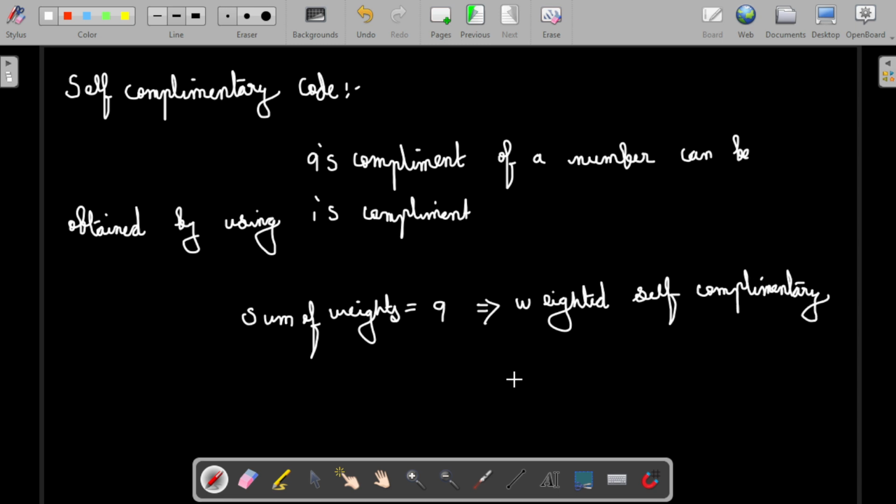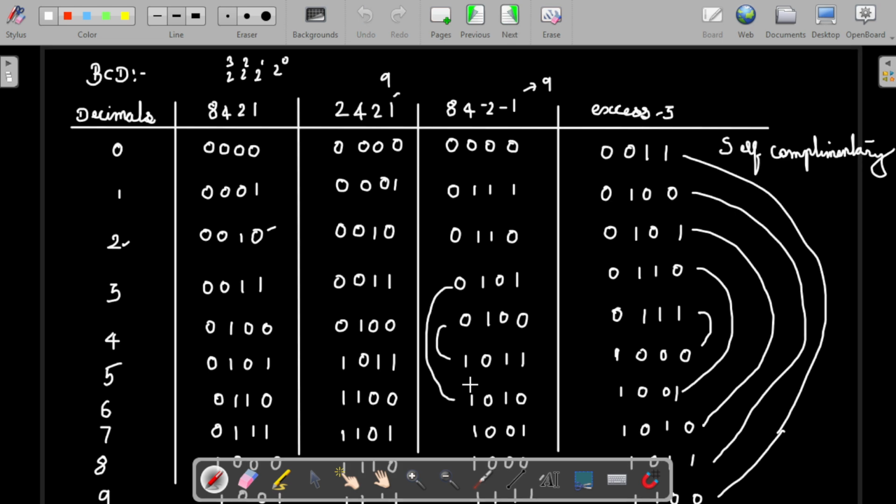Excess-3 code is a self-complementary code and also a sequential code. One of the important things is that Excess-3 is a self-complementary code and also a sequential code. You can see that sequential transmission of bits will happen. This is also named a sequential code because of that. So Excess-3 code is self-complementary as well as sequential code.